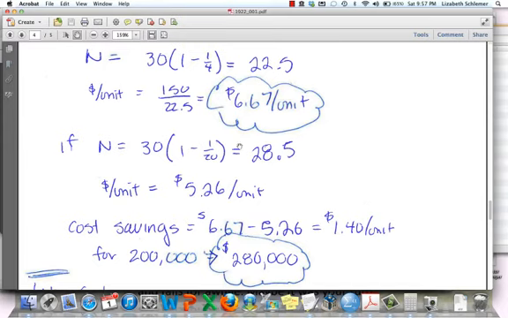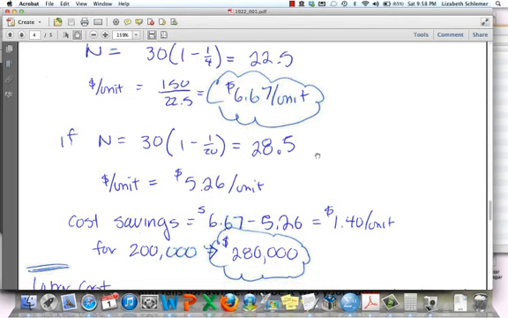Now that's the difference in the prices, 6.67 to 5.26. So if I take that difference, it's $1.40. And if I have 400,000 units that I'm saving $1.40 on, that means that I can spend up to $280,000 to try to get lower scrap rates. And so that's the answer to that problem.